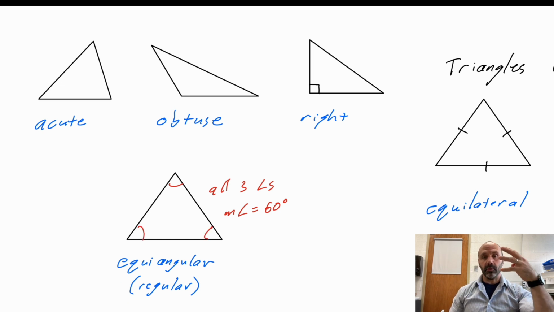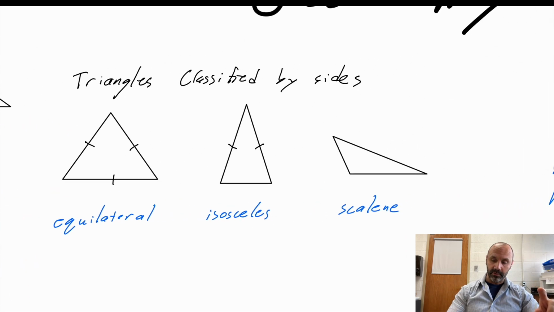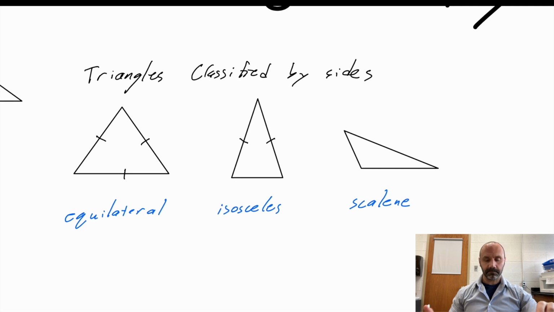Okay, so those are the three different types of triangles that we can have based on their angle measurements. And then the equiangular triangle is also an acute triangle. Since all the angles are the same, they're all 60 degrees, they're all acute, and so it's an acute triangle as well. We can also name triangles according to their sides.